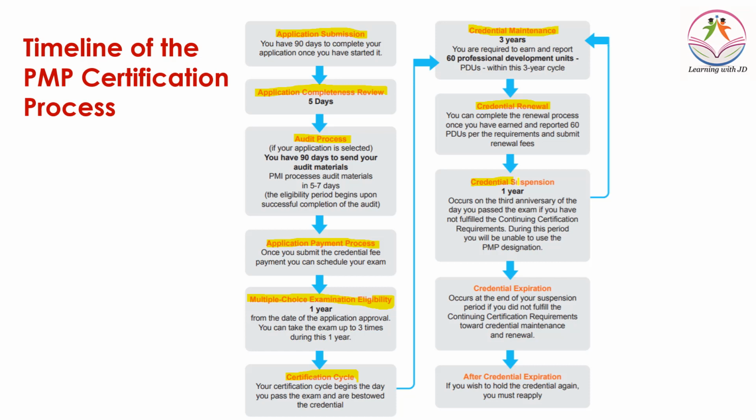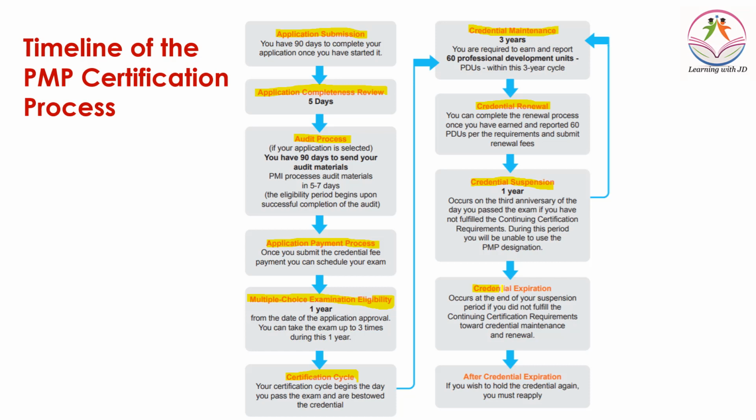Now credential suspension for 1 year occurs on the 3rd anniversary of the day you pass the exam if you have not fulfilled the CCR, which is the continuing certification requirement, which means that if you have not collected those 60 PDUs, your certificate may get into suspension. During this period, you will be unable to use the PMP designation. You cannot say that you are PMP certified because your credential has been suspended.